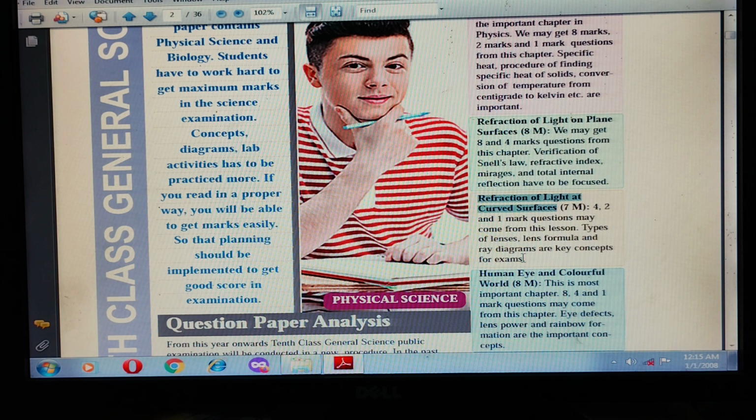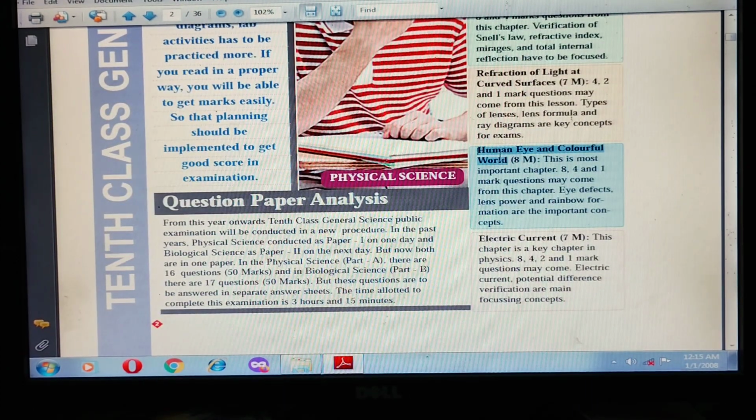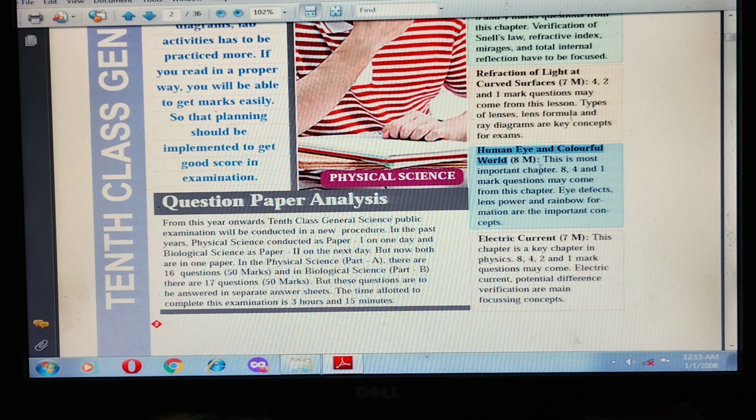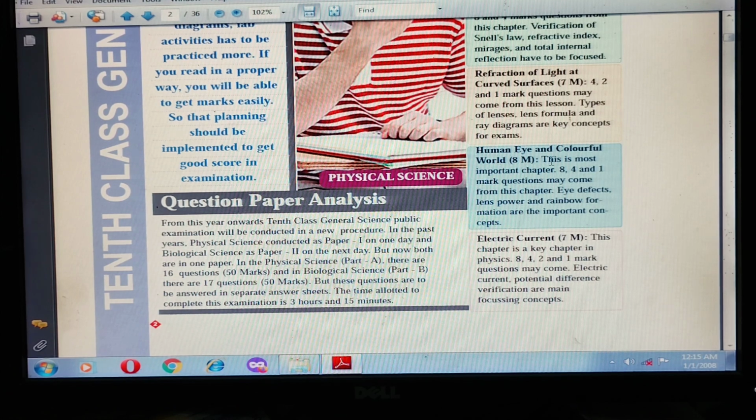Very very important. And one more lesson is there, that is the fifth lesson, Human Eye and Colourful World. From this chapter there is a chance of 8 marks, but in the pre-final examination they gave only 1 mark or 2 marks. Here there is a chance of 8 marks. This is the most important chapter. 8, 4 and 1 mark questions may come from this chapter.